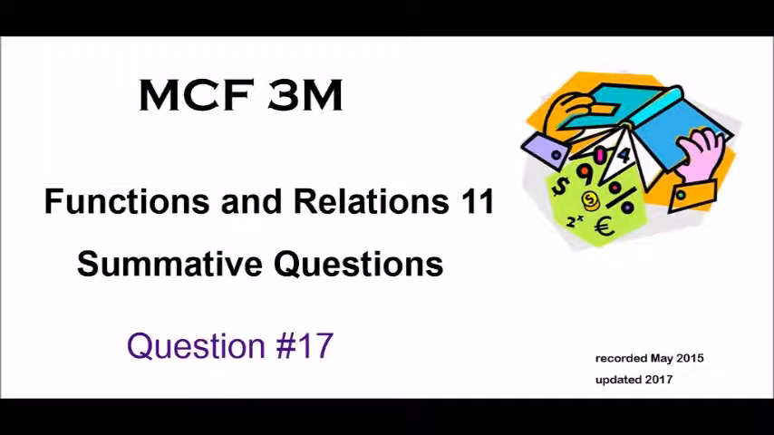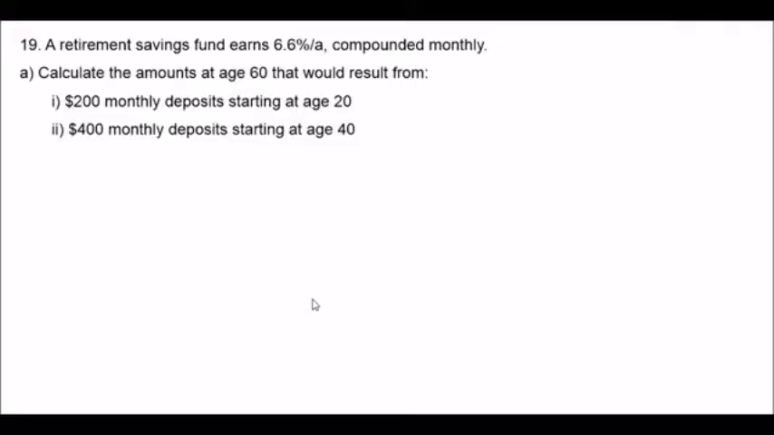This video is for grade 11 students in functions and relations working on the summative. It's question number 17. A retirement savings fund earns 6.6% per annum compounded monthly. Calculate the amounts at age 60 that would result from a $200 monthly deposit that starts at age 20 and a $400 monthly deposit starting at age 40.